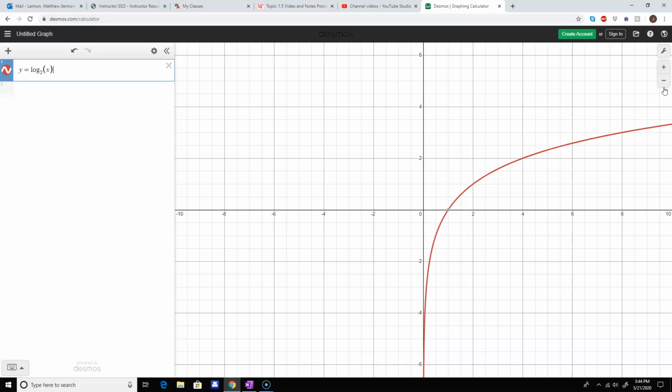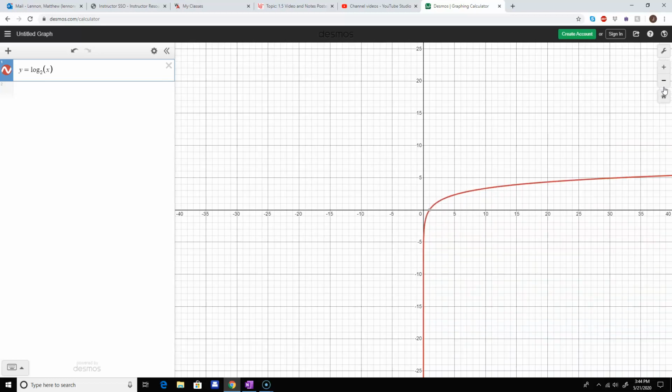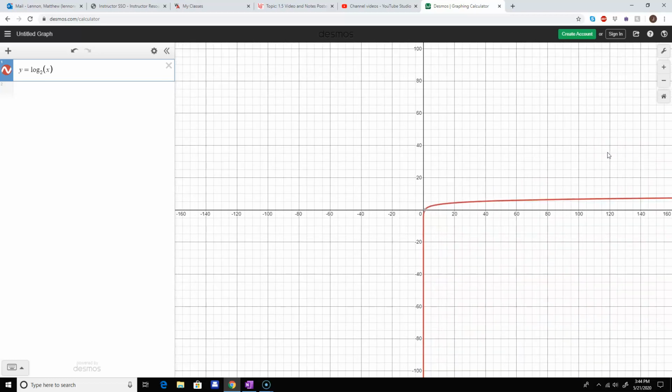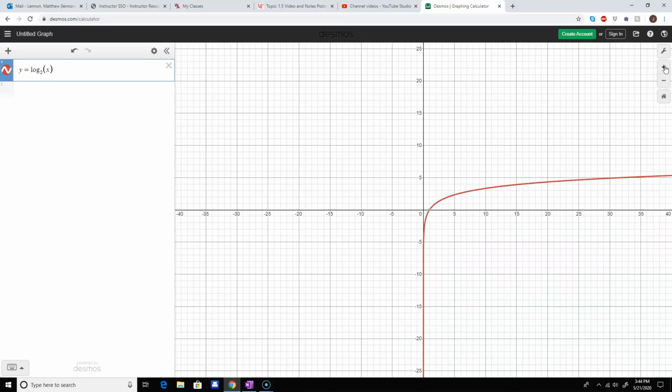But let me zoom out to show you how slow this goes to infinity. If you go out far enough, it actually looks like it's kind of forming a horizontal line. But actually, if you go far enough to the right, you can get any y value as large as you want. So say you wanted a y value of 100. That's all you'd have to do is plug in 2 to the 100th power.